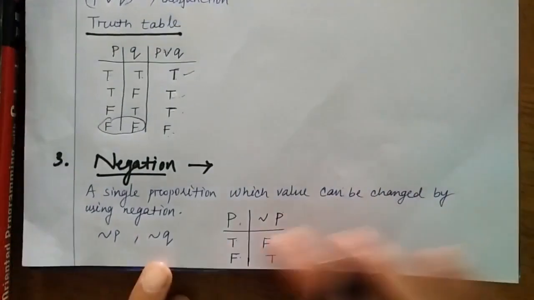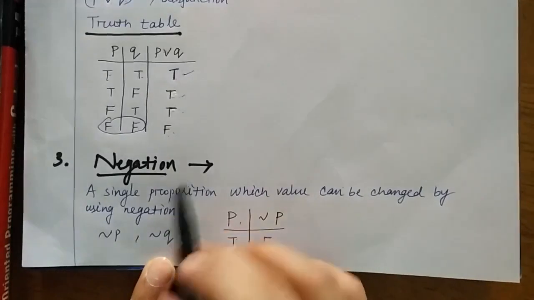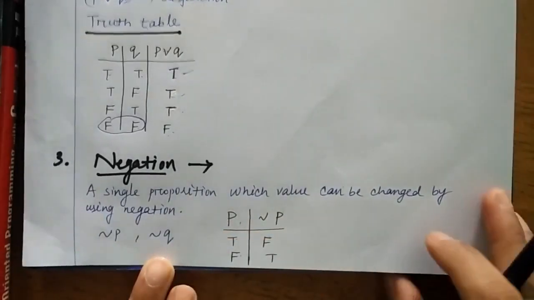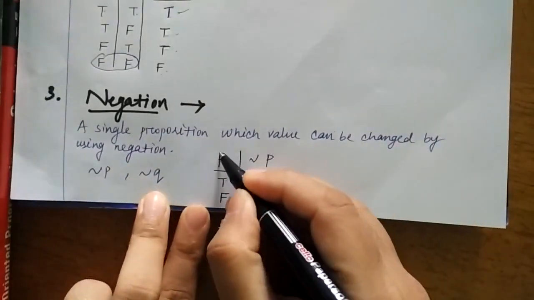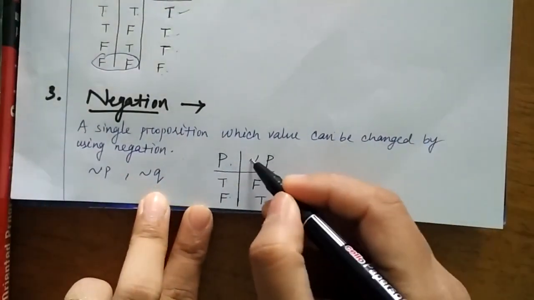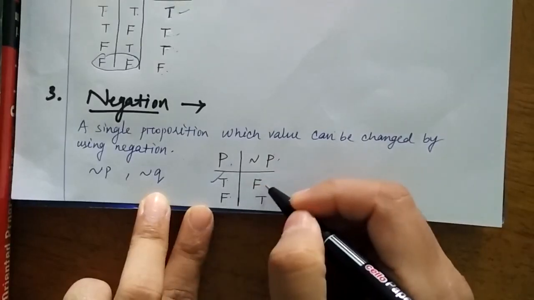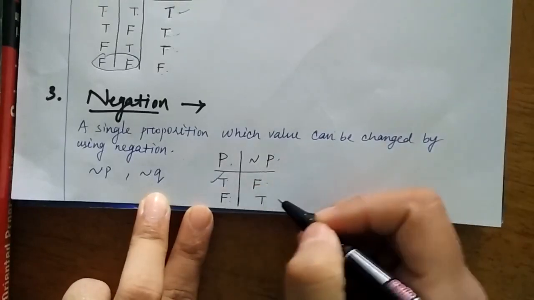Now when you come to negation, negation is the operation used to change the value of a single proposition. If we take a single proposition P and make it negation P, whenever the truth value is true, it will give you false. If it is false, then it is true.